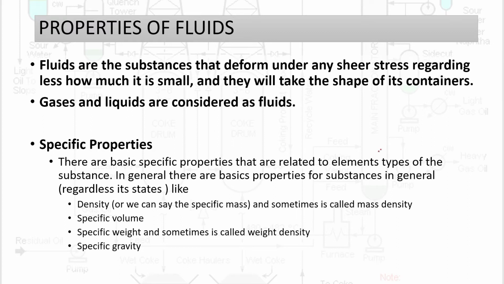Density, and we can say specific mass. This is another name for density, على فكرة يا شباب. Density or specific mass. Sometimes it's called mass density. Specific volume and specific weight. Sometimes it's called weight density. And specific gravity.